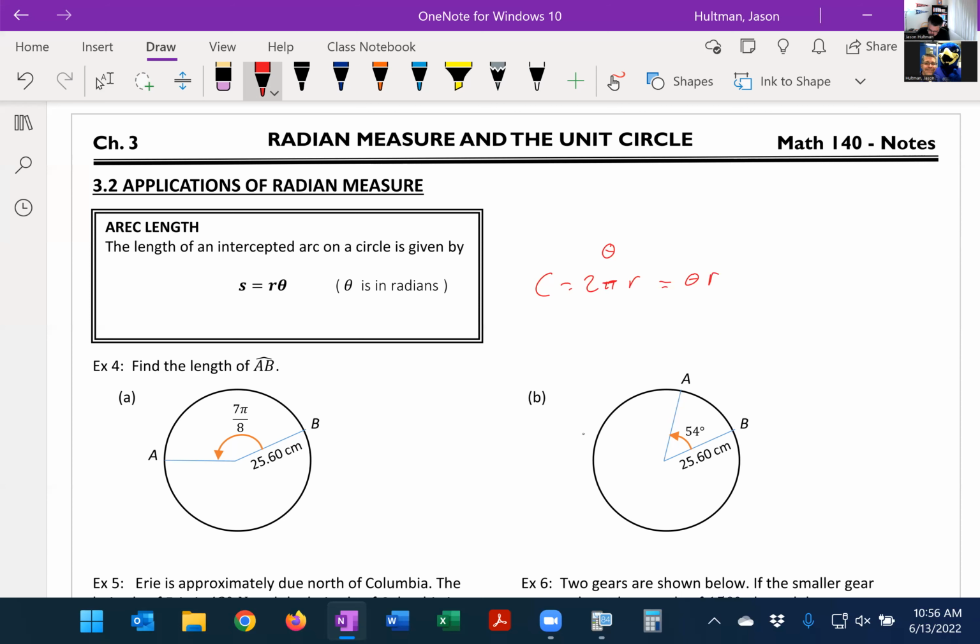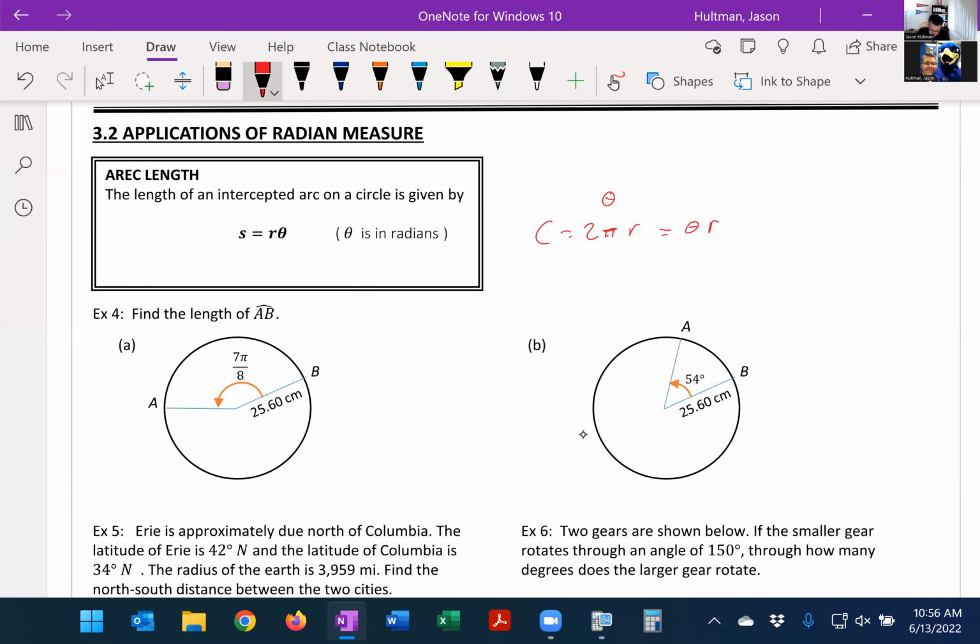Okay, so we have 7 pi over 8, and the radius is 25.60. We want to find the arc length here. It's just as easy as S equals r times theta. So this is 25.60 times 7 pi over 8.